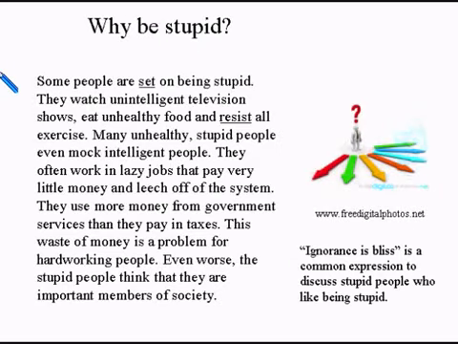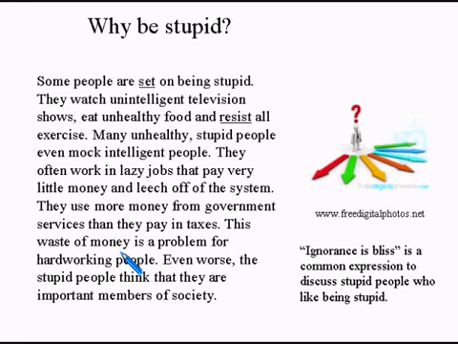Anyway, why be stupid? Some people are set on being stupid. They watch unintelligent television shows, eat unhealthy food, and resist all exercise. Many unhealthy, stupid people even mock intelligent people. They often work in lazy jobs that pay very little money and leech off the system. They use more money from government services than they pay in taxes. This is a waste of money.